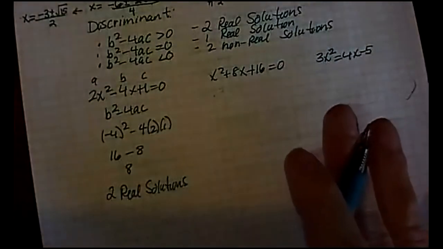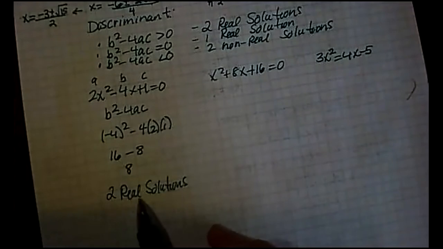What that means, and you can graph this, is that it's going to go through the x-axis in 2 different places. I don't know what they are, but I can tell you that it's going to have 2 real solutions. All right.